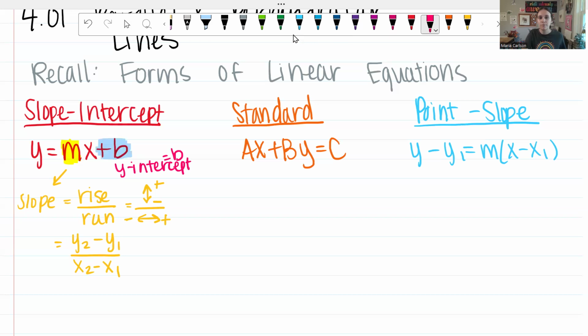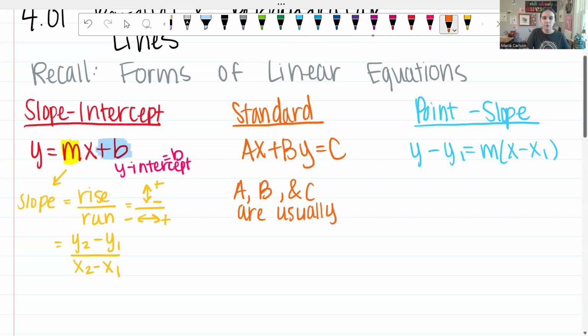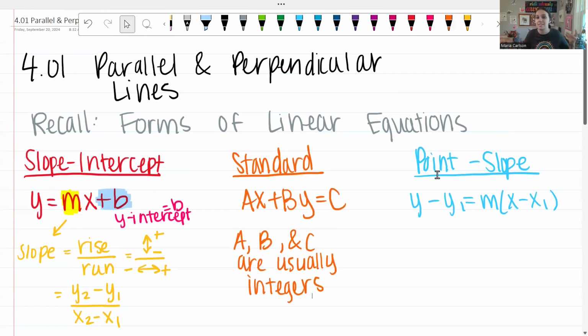All right, standard form is kind of funky. You can find your x and y intercepts if you let y equal 0 and solve for x, then you'd find your x-intercept and vice versa for y. Really, the main things we need to know about standard form off the bat are that a, b, and c are usually integers. They can be a fraction or a decimal every once in a while, but normally they are just a positive or a negative whole number or 0. And if it's 0, then you don't really see the x or the y.